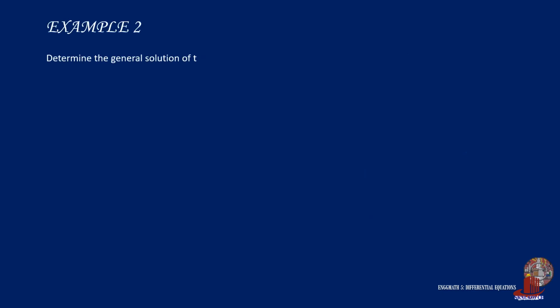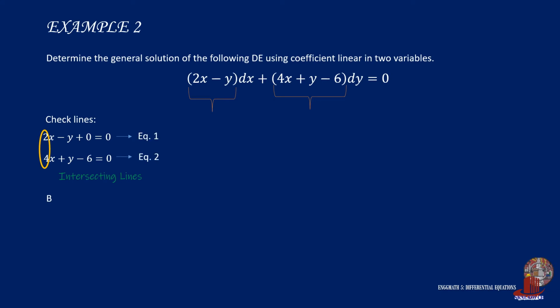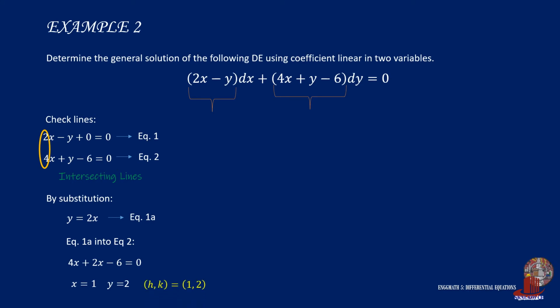The second example requires the general solution using the method in the function, the quantity of 2x minus y times dx plus the quantity of 4x plus y less 6 times dy is equal to 0. Start checking the lines where we have intersecting lines once more. Using substitution, we should determine the point of intersection where we get h, k as 1, 2.